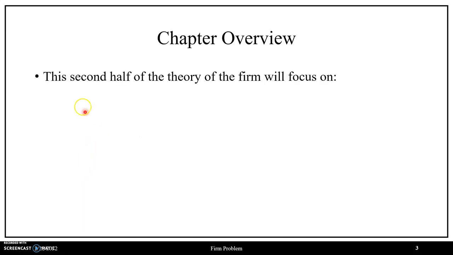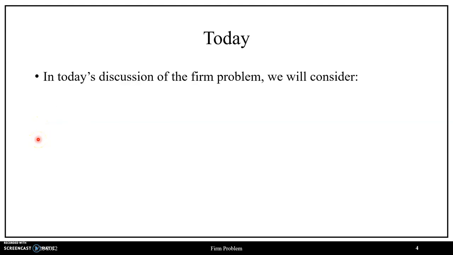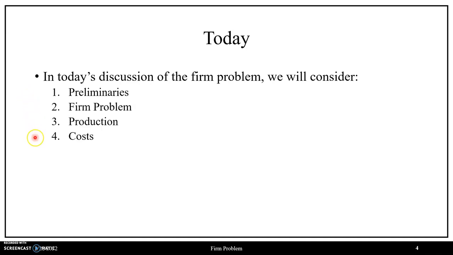With this in mind, in terms of the second half of the theory of the firm, we will focus on the firm problem, profit maximization, market equilibrium, and the shutdown condition, where with respect to today's discussion of the firm problem, we will consider some preliminaries to then discuss the firm problem, recall production as well as costs, to then define revenue and define profits.